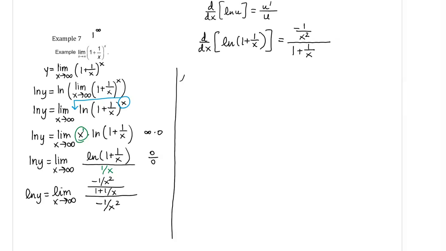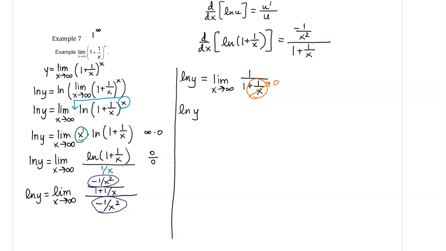So now let's continue with what we have. The negative 1 over x squared in the numerator and the negative 1 over x squared in the denominator can cancel, leaving us with the limit as x approaches infinity of 1 over 1 plus 1 over x. If I were to try direct substitution on the right-hand side now, this 1 over x would go to 0, and I would simply be left with 1.